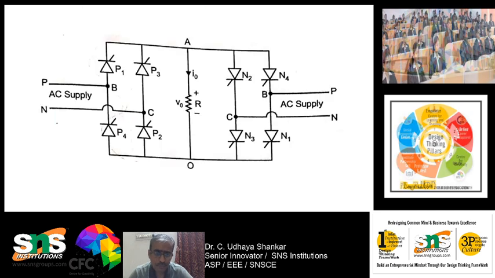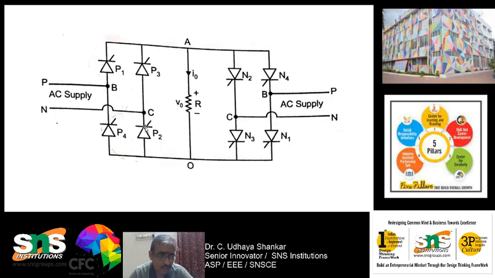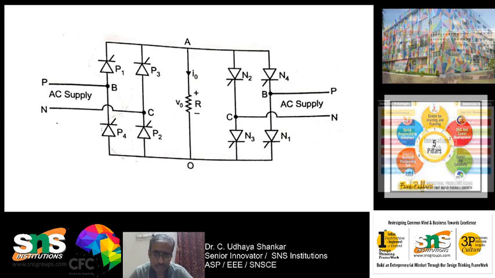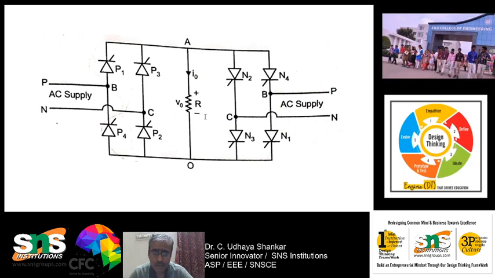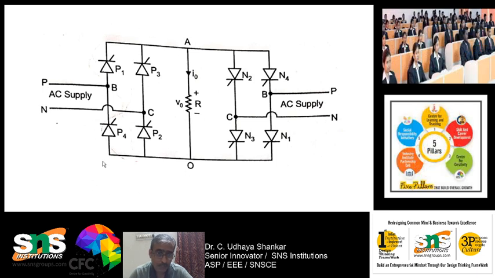Moving on, this is a step down bridge type cycloconverter. So how does it work? It consists of two fully controlled bridges. You can see that this is one bridge, P1, P2, P3 and P4, and this bridge is called the positive bridge. That's why it is named P1, P2, P3, P4.